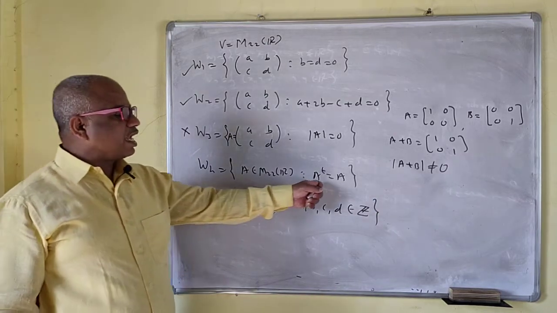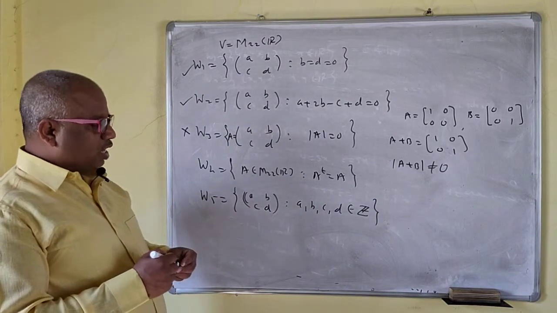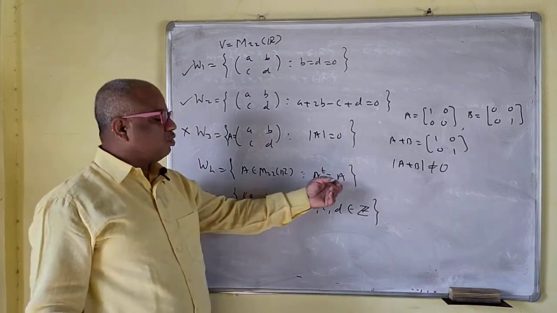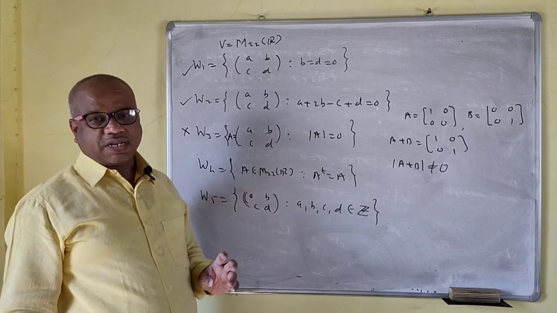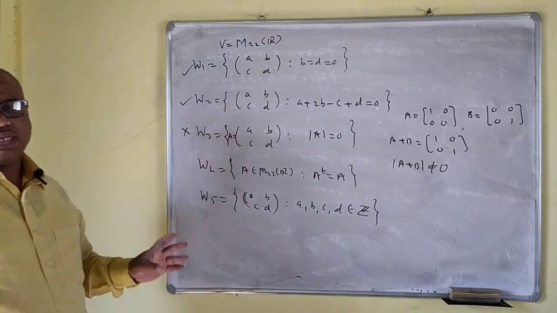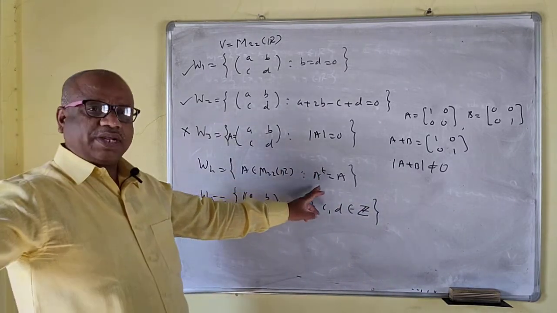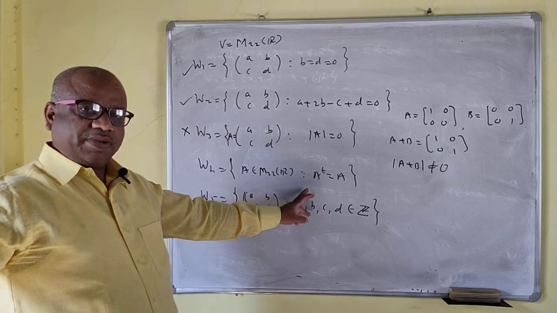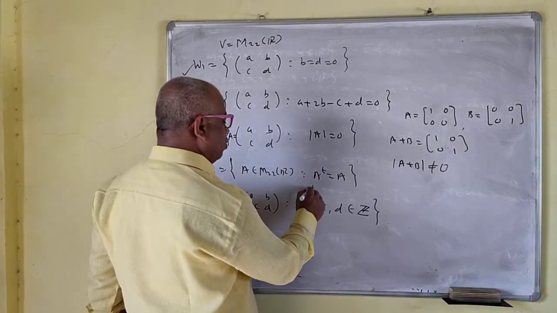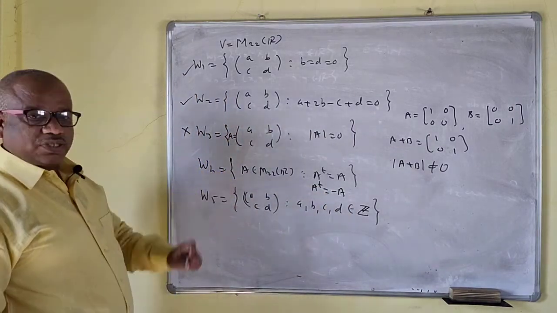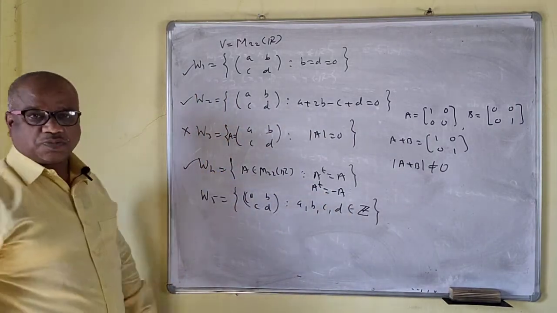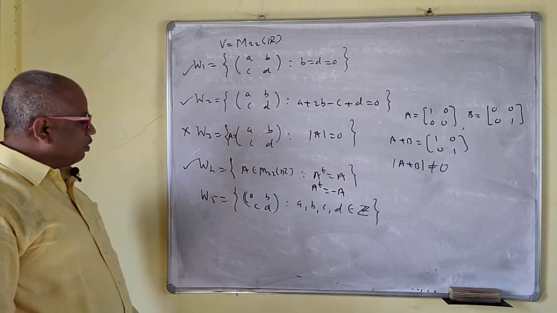Okay, now A transpose equal to A, no problem for this one. 0 transpose is the same as 0. So this is the symmetric matrix. A symmetric matrix set is always a subspace. Even the skew symmetric matrix, also called anti-symmetric matrix, where A transpose is equal to minus A, is also a subspace. So both are subspaces. No problem for this one.